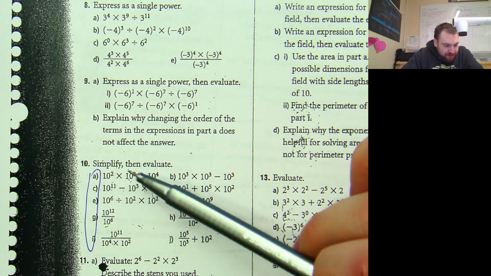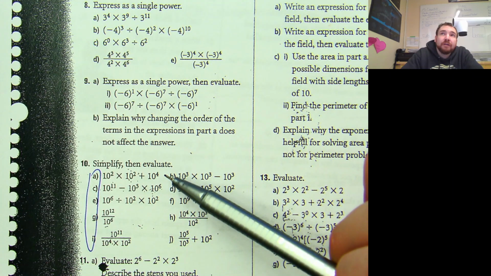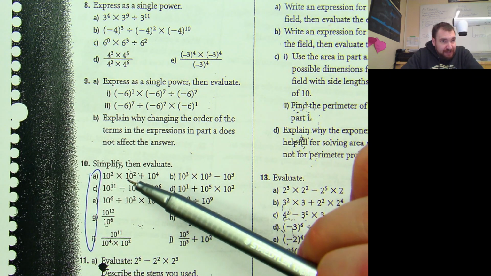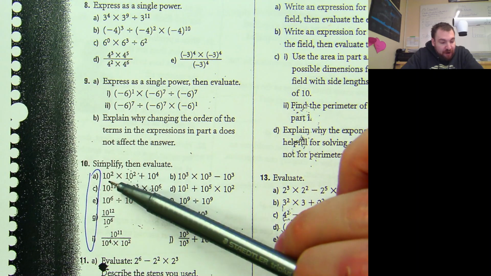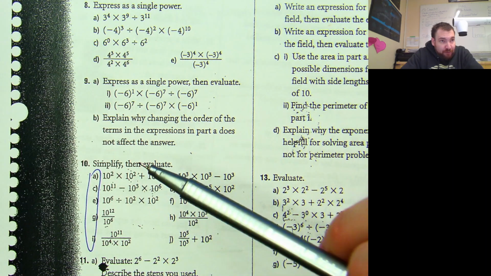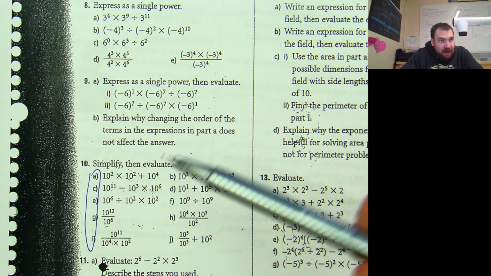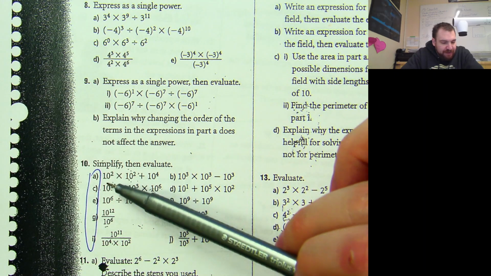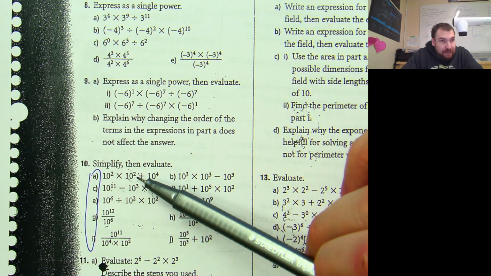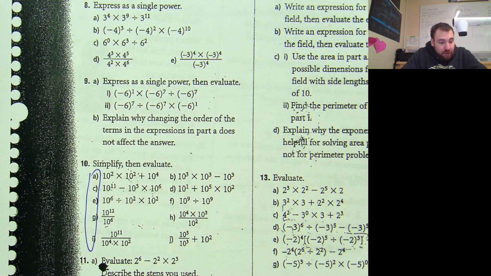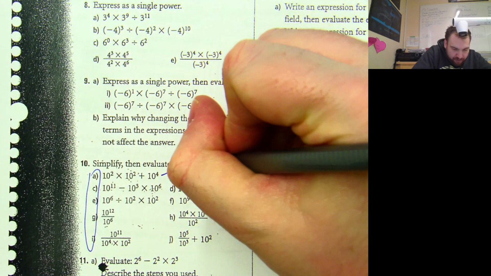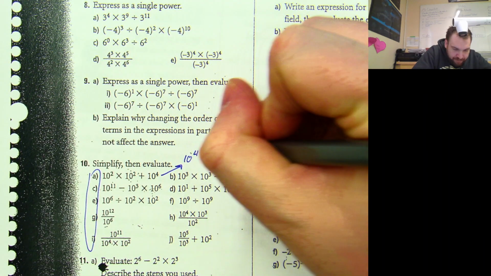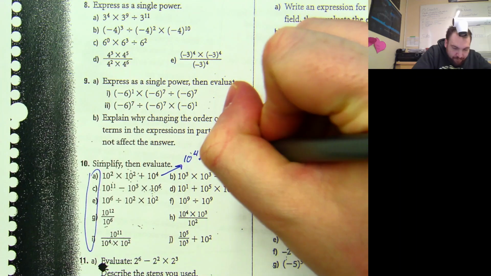So in 10 I wanted you to do these ones, ACEGI. So you have 10 squared times 10 squared plus 10 to the 4. So 10 squared times 10 squared, what do I do when I multiply? If those bases are the same, when I multiply, what do I do with the exponents? I add the exponents. So this first piece is going to become what? 10 to the power of 4. So I'll have 10 to the power of 4 plus 10 to the power of 4.